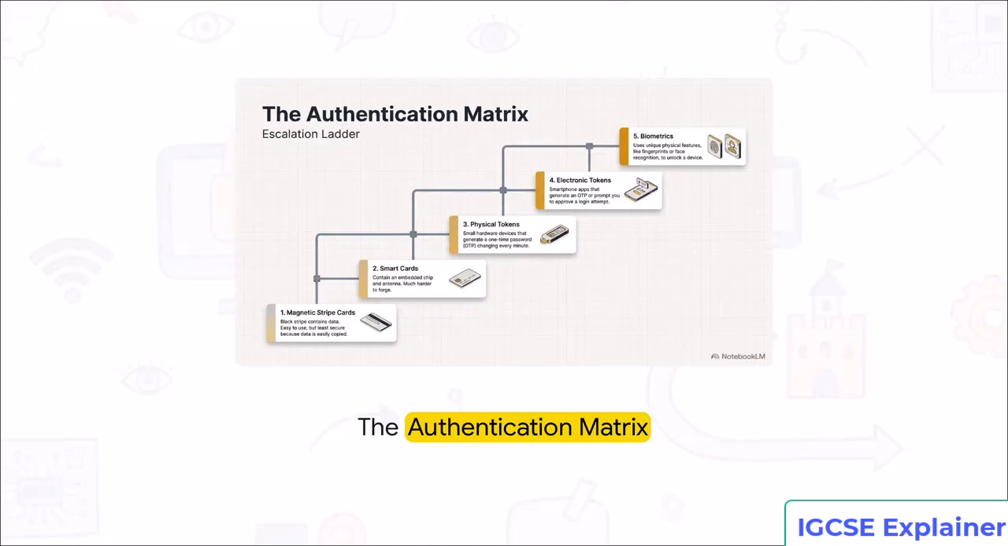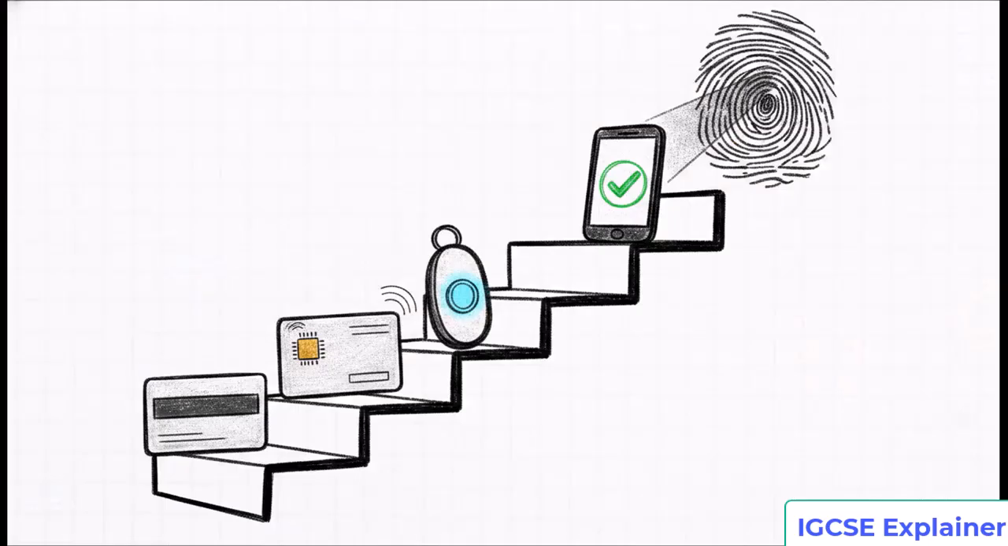But here is the harsh reality of the modern digital landscape. Passwords alone, they just aren't enough anymore, which is exactly why we need to understand the authentication matrix. This is essentially an escalation ladder of authentication methods used to definitively prove you are exactly who you say you are. Let's just climb this ladder together, and you'll see how each step builds an increasingly stronger fortress around your identity. Down at the bottom, step 1, we have magnetic stripe cards. Sure, they are easy to use, but they are the least secure because that data is incredibly easy to copy.